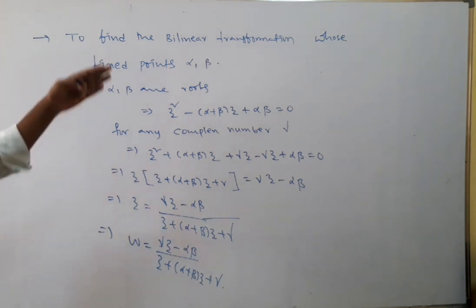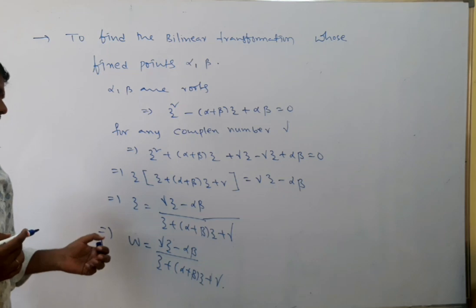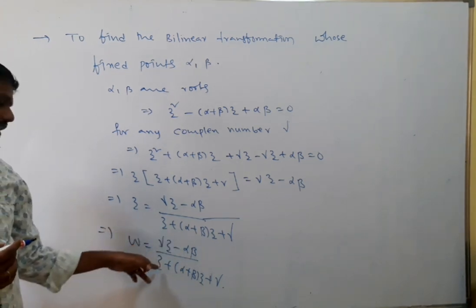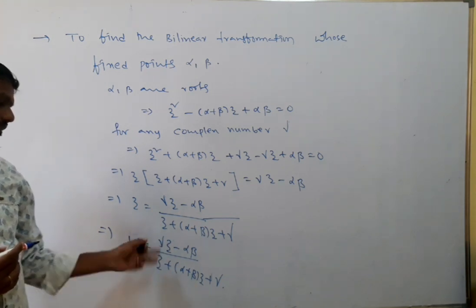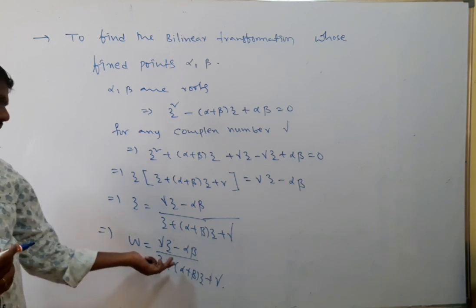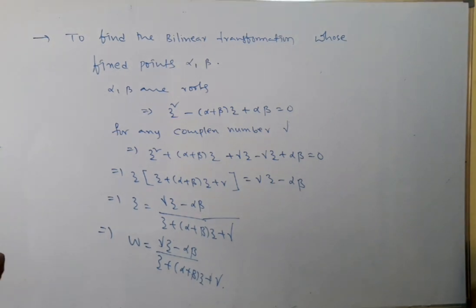When two fixed points are given, we can find the required bilinear transformation, which is given by w = (γz − αβ)/(z − (α + β) + γ). If I am taking γ = 0, it is w = −αβ/(z − (α + β)). Okay, next.